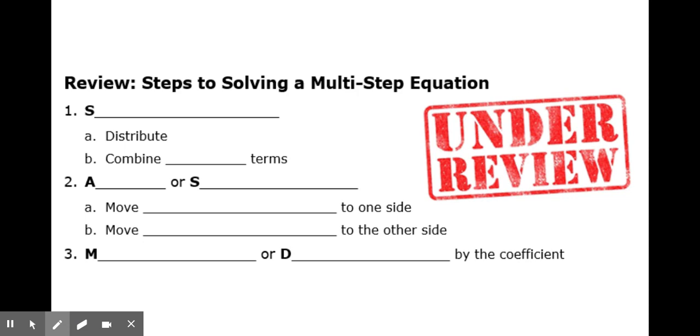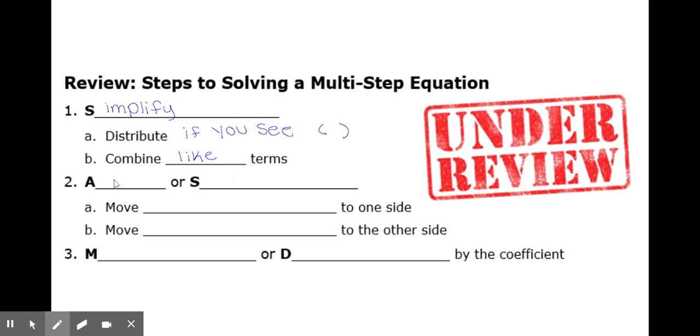In SAM, S stands for simplify. We just spent the last 2 weeks talking about how to simplify equations, and simplifying has two parts. First part is to distribute, if you see parentheses, and step 2 is to combine like terms. That's all part of the simplifying process.